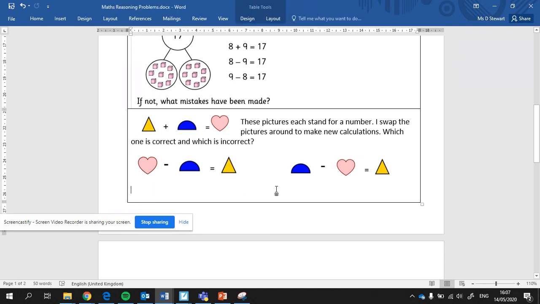So using what you know about the rules of making fact families, either this one is correct or this one is correct. So you need to have a look and see what you think. And a handy hint, if you're not sure, maybe just make up some numbers that could be on the back of these, and then test which of these works and which of them doesn't.